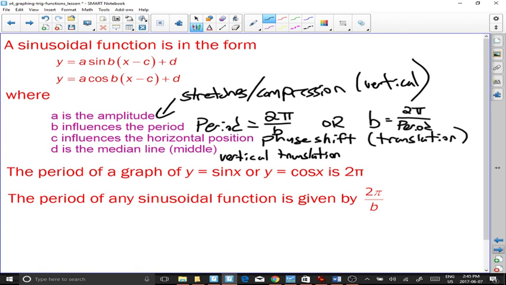And in either case of sine x or cosine x, the period is 2 pi. And again, we're only talking about sine x, so that's all we will concern ourselves with here.